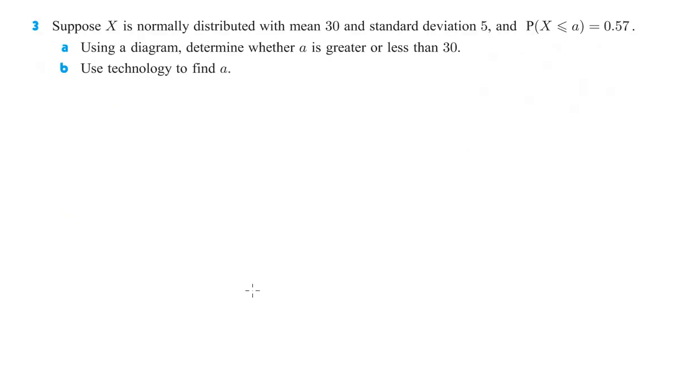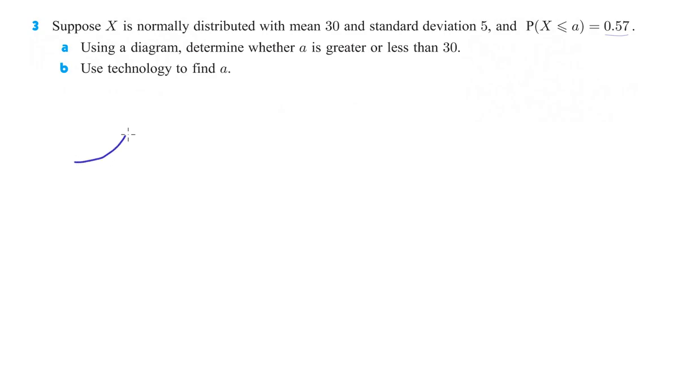Let's see, next one we're going to take a look at is number 3. Suppose x is normally distributed with a mean of 30, standard deviation of 5, and the probability that x is less than or equal to a is 0.57, or 57%. Using a diagram, determine whether a is greater or less than 30.